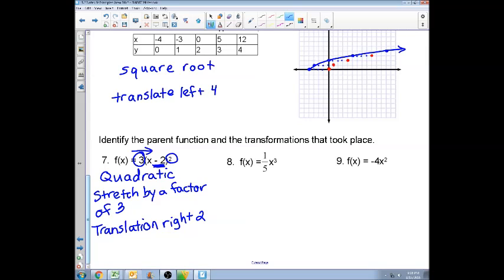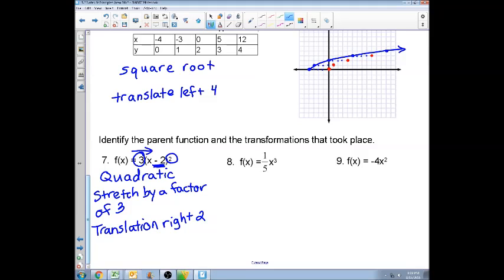Why don't you go ahead and try number 8 and number 9 on your own? Just pause the video, give it a shot, come back when you're done, and we'll see how you did. 3, 2, 1, and go.